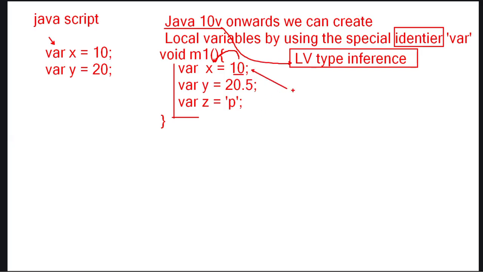What type of value is assigned? Int. Then the variable type is what? Int. Here the y variable type is what? Double. Here the z variable type is what? Char. Based on the value you have assigned.